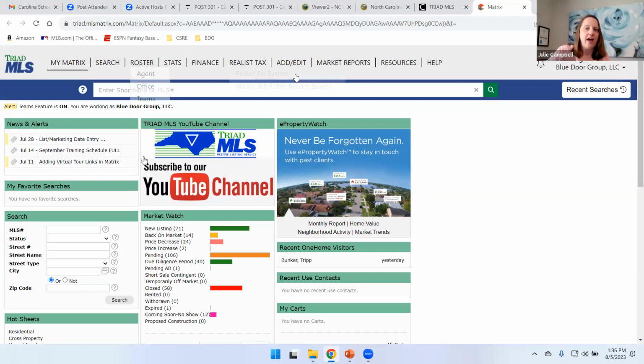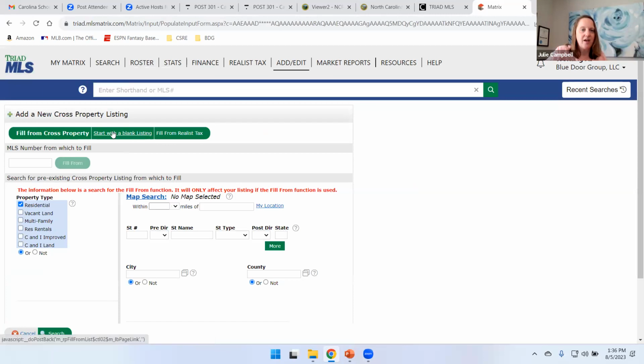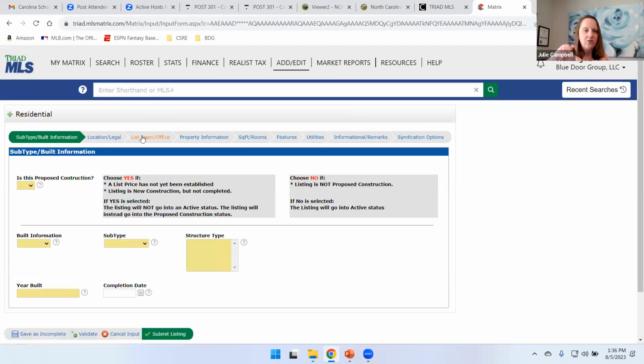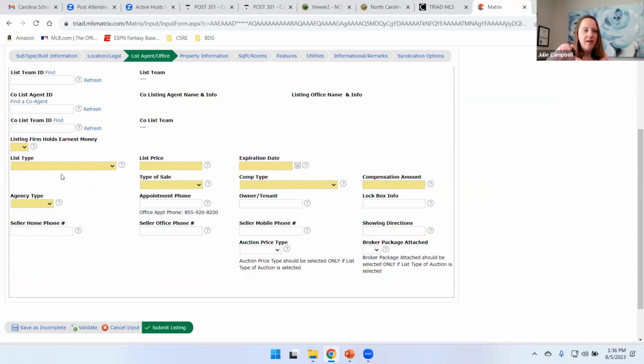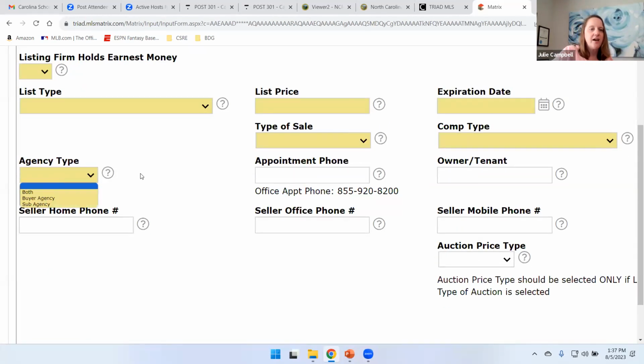So a couple of things to look at. Somewhere in your MLS, you have an add/edit button where you can add a new listing. We're not going to go through and add a new listing, but I am going to show you where it starts. In the MLS, you're probably going to see where it says agency type, and we select what type of agency is allowed with this listing. Will we allow buyer agency? Will we allow sub-agency? Or will we allow both buyer agency and seller sub-agency?